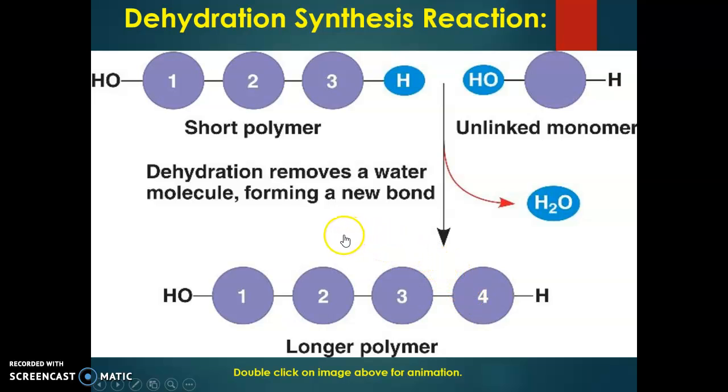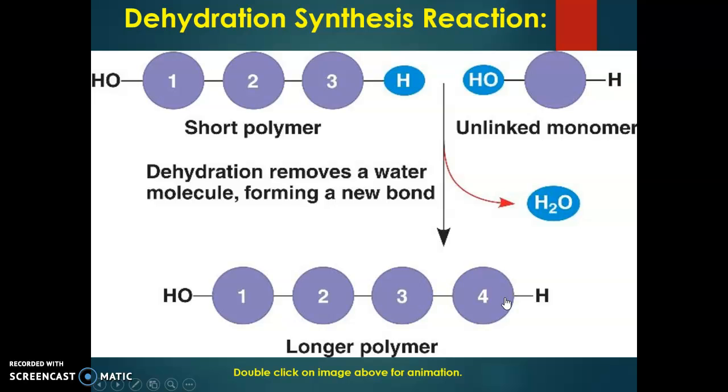The answer is going to be, look at the bonds between the monomers. So right here would have been 1 water molecule. Right here would have been 2. And right here would have been 3, for 3 total water molecules to create a polymer chain that is 4 monomer units long. Now that's building.